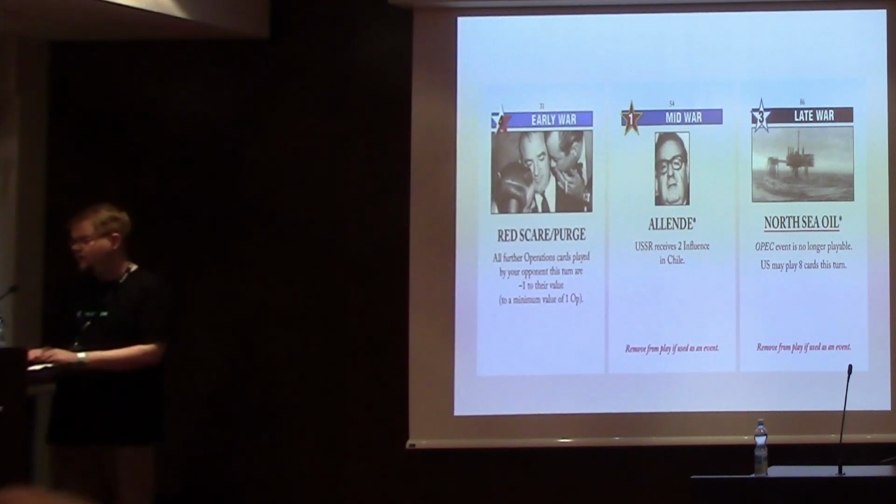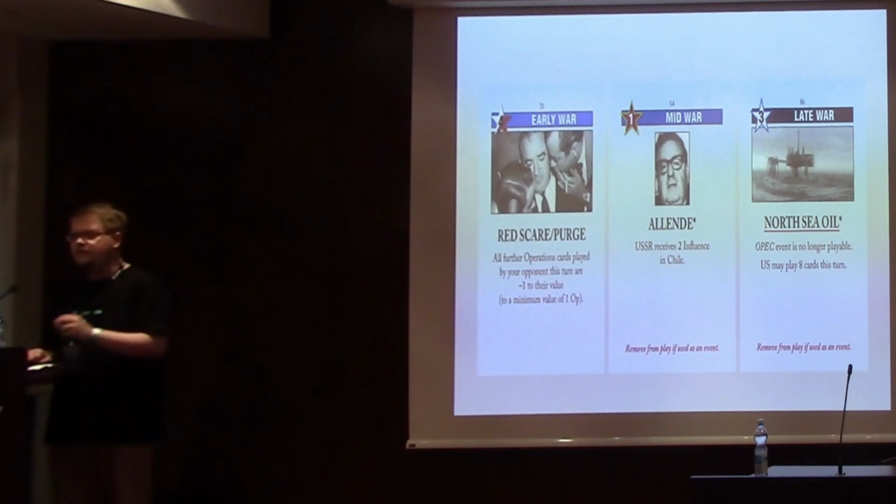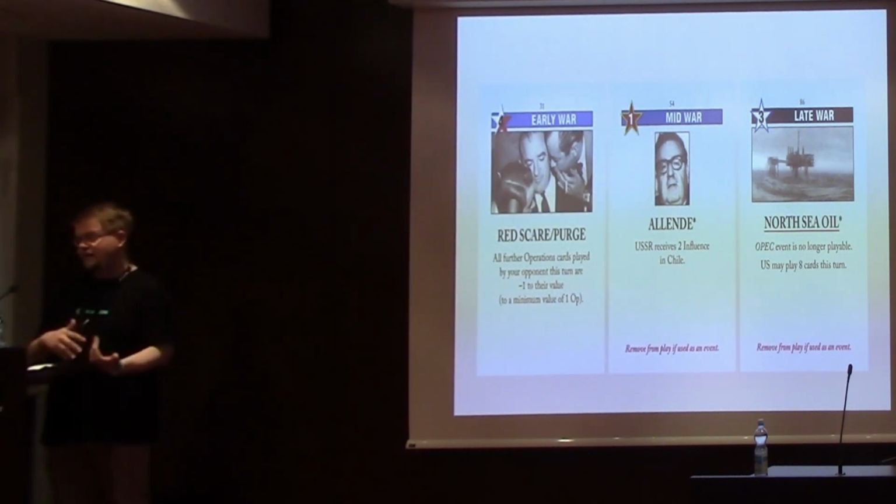And third, another card, this is called North Sea Oil. It prevents the play of another event. So some cards might allow the play of some other card, or they might prevent the play of some other card. That's why I have North Sea Oil here as an example. So it basically disables an event called OPEC. And the event OPEC gives the USSR points if they control countries that produce a lot of oil, basically.